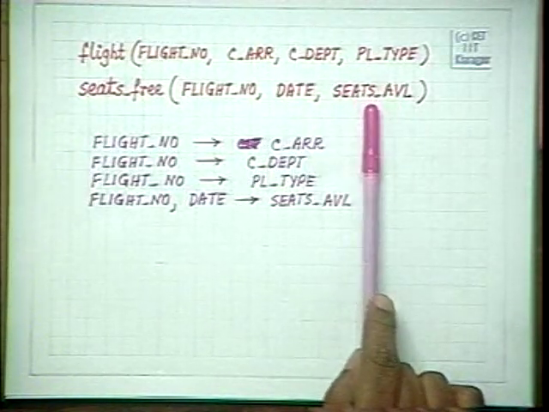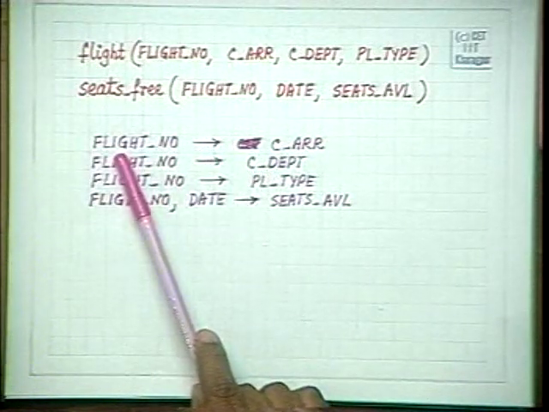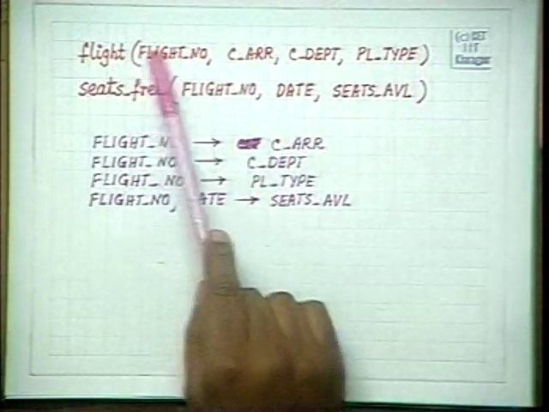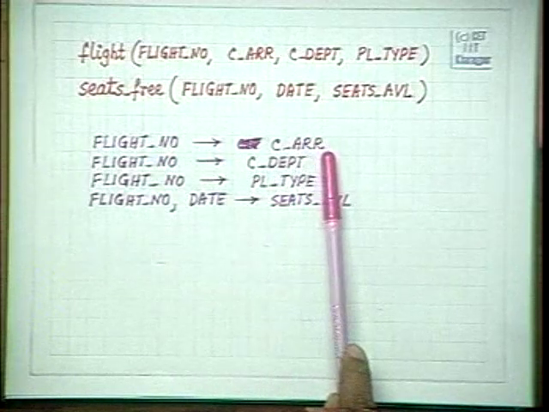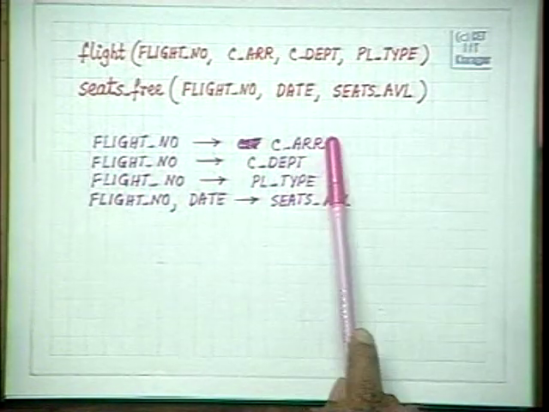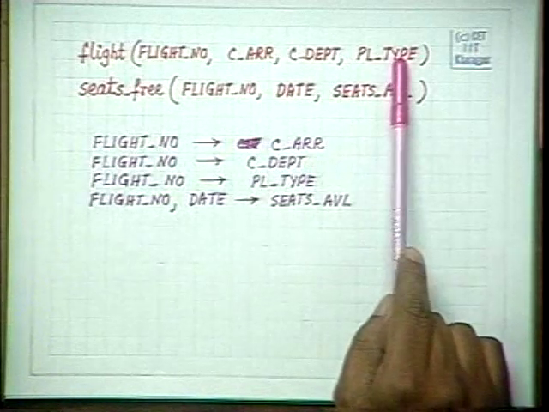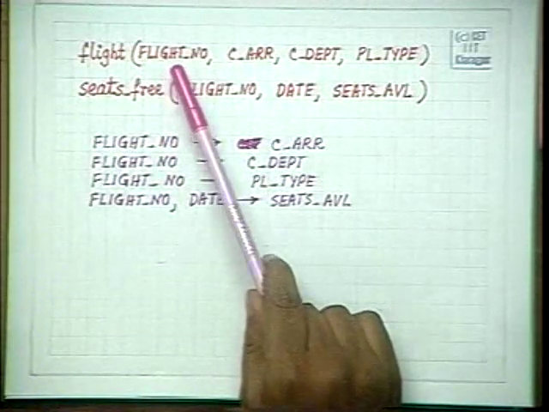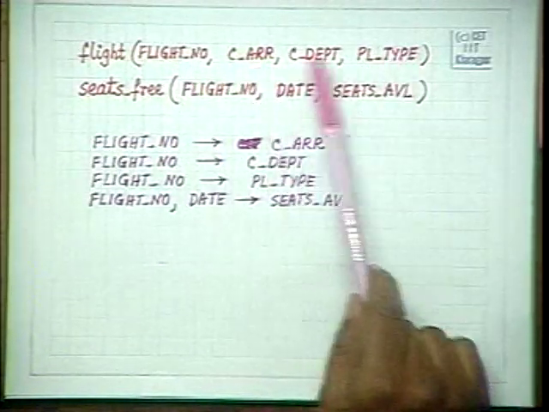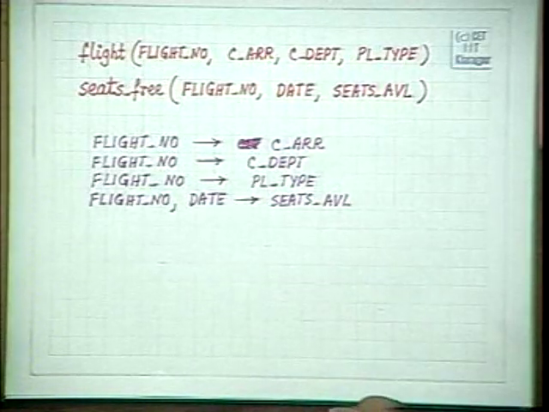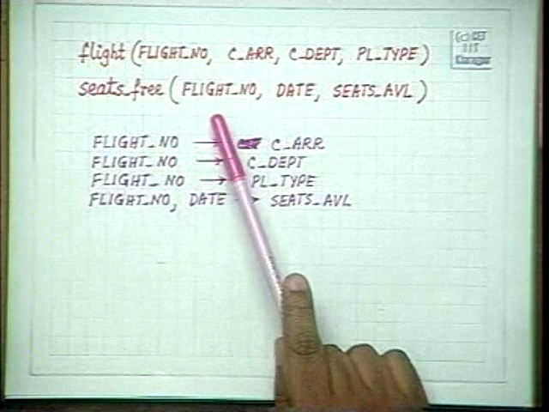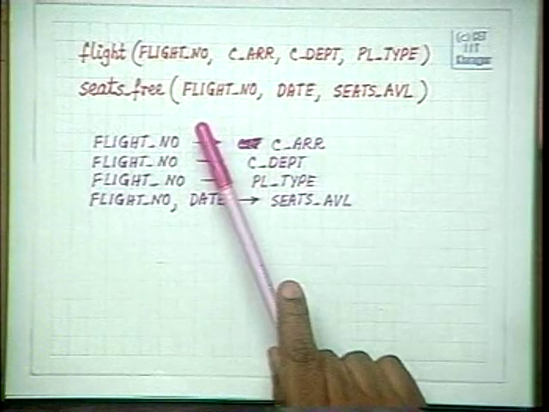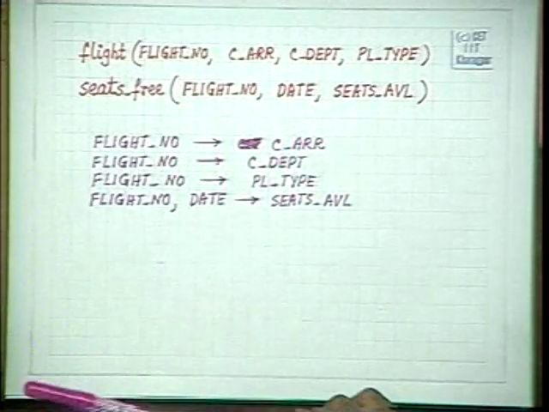If this is the number of seats available, then we have the following functional dependencies. Flight number is a key attribute here. So, flight number gives city of arrival, city of departure, as well as type of plane, because it is a key attribute here. All flights which have the same number will have the same type of plane, city of arrival and departure. But since they can fly on different dates, flight number will not be a key attribute here. The same flight may be flying on different dates, we assume that.